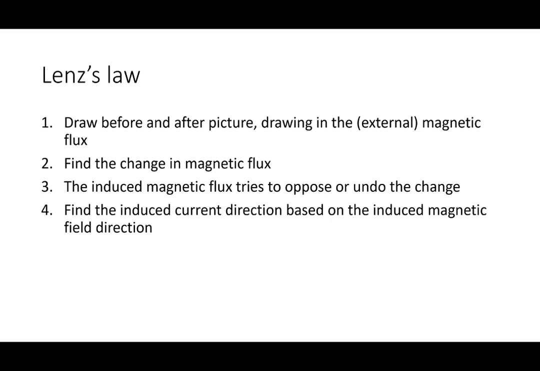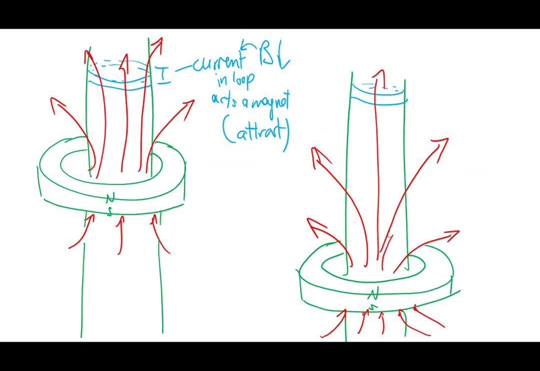Based on that, note how the flux has changed. Has it increased or decreased? In which direction was the magnetic field? Then you can come up with the direction of the induced magnetic flux to undo the change. And then based on that induced magnetic field, use the right-hand rule to find the direction of the current. Quite a mouthful. So let's try with our previous example here.